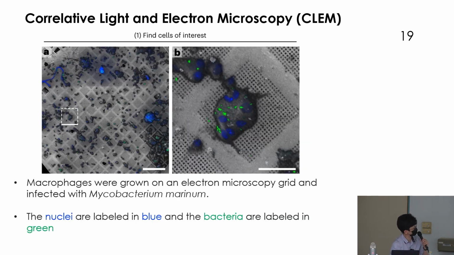So here we have a sample of macrophages grown on the grid, and these cells will be infected with bacteria. Here the nuclei of the cell are labeled in blue with a blue fluorescent protein, and the bacteria are labeled in green. That's very easy. You just express GFP in the bacteria, and you will get a green signal. So here you can have green and blue, and you will have some sense of where your sample is.